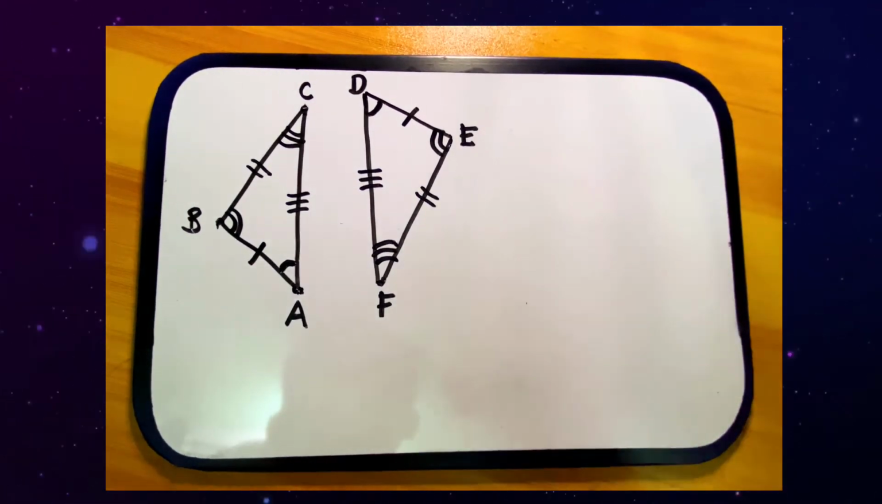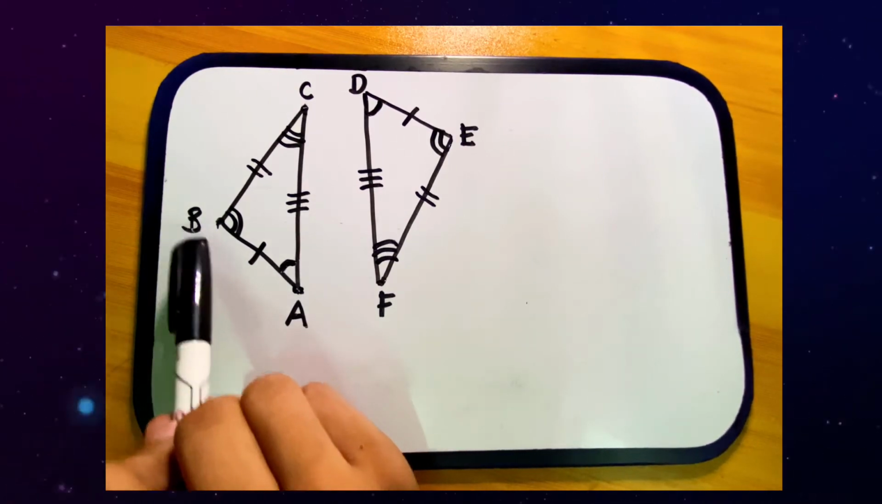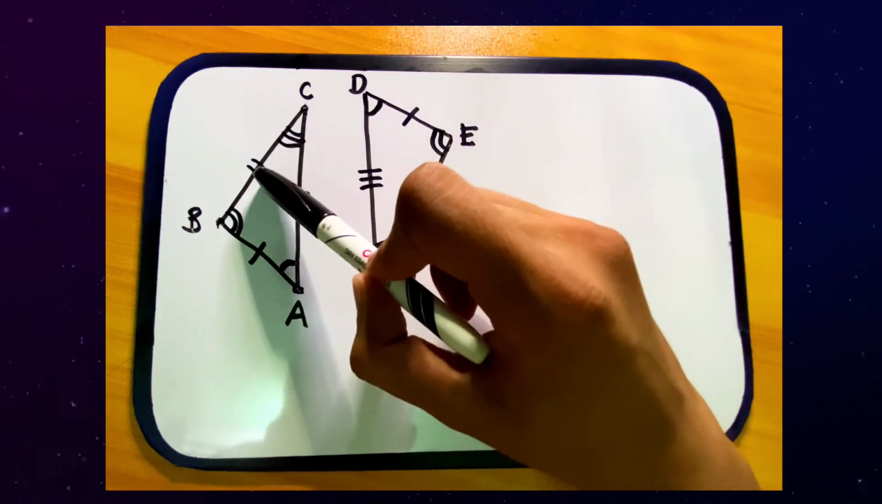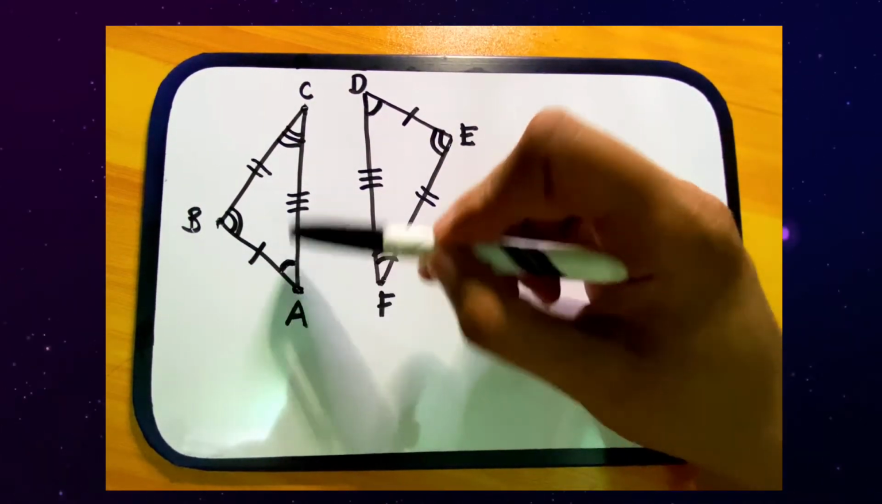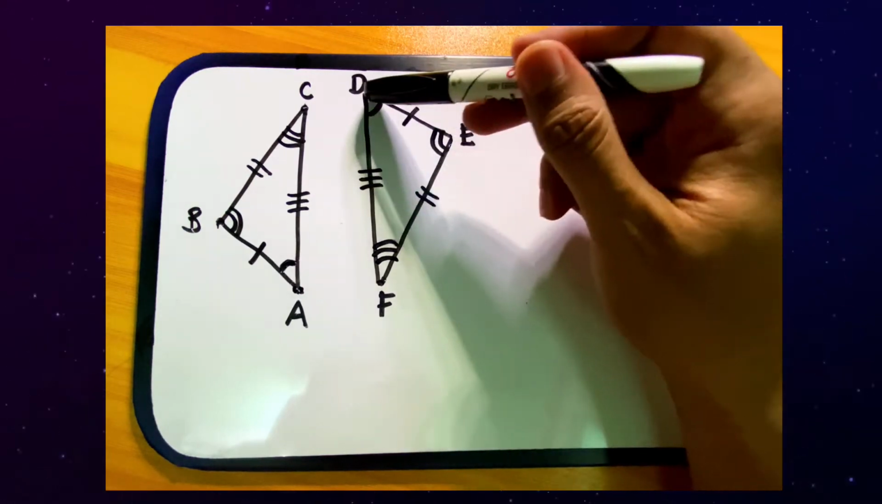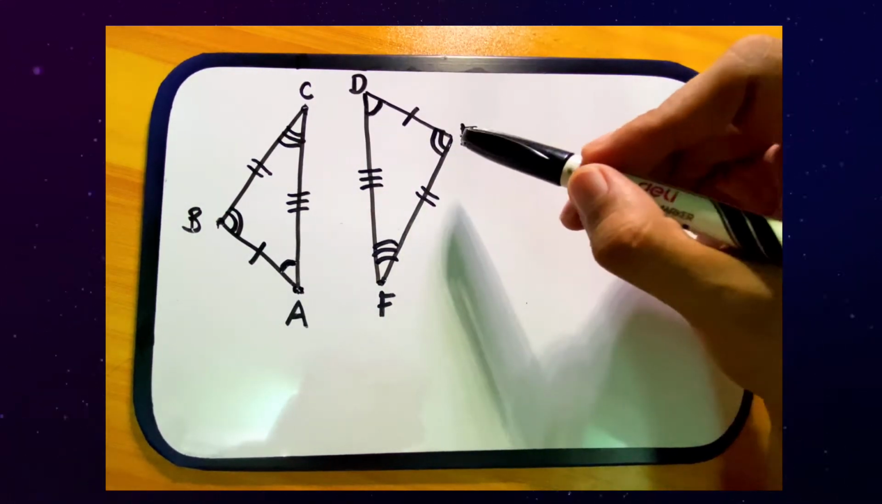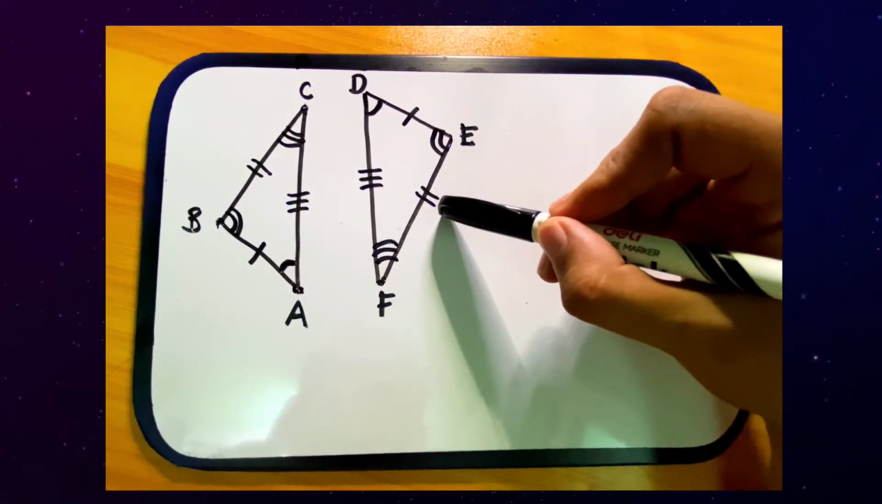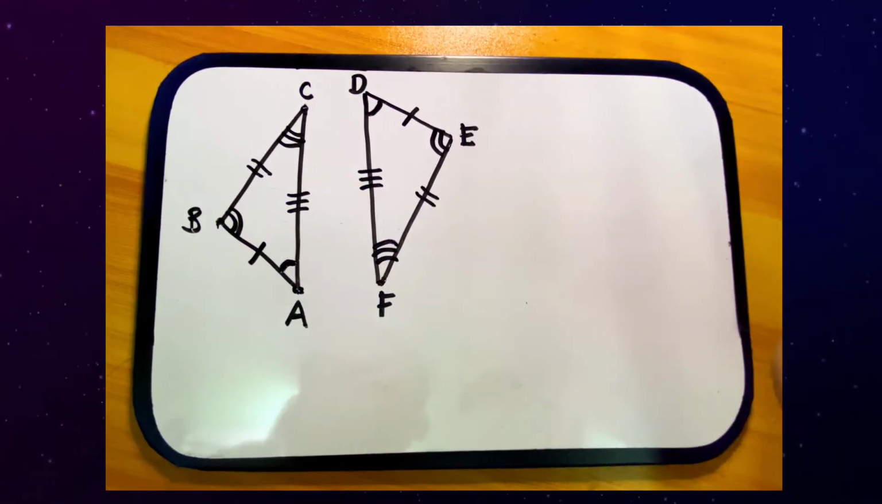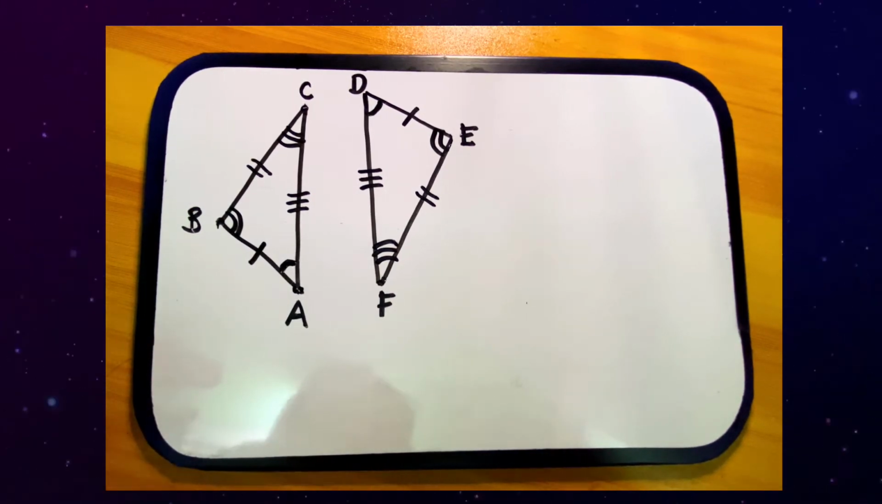Okay. For the sides, side AB, one line. Side BC, two lines. Side AC, three lines. Here, side DE, one line. Side EF, two lines. And side DF, three lines. Okay. So we will name the congruent pairs.